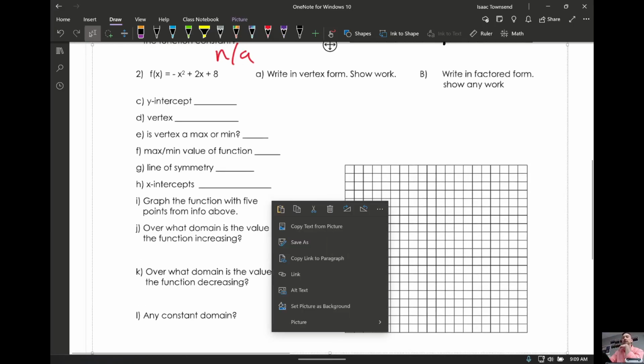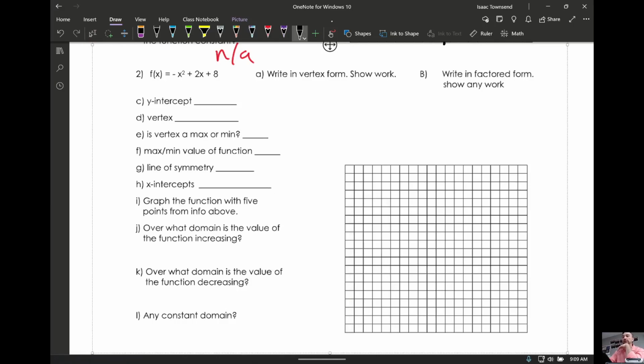So again, you can really start in a lot of different ways on here. Like the fact that I have standard form means I could get the y-intercept very quickly. 0 plus 0 plus 8 is 8. But to get vertex and the min and max value, I probably would like to see vertex form, so if I've got to do that anyway, I'm probably going to do that first.